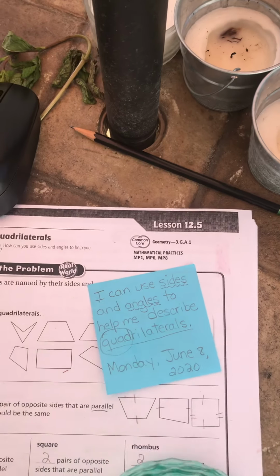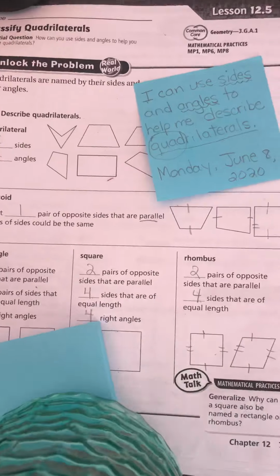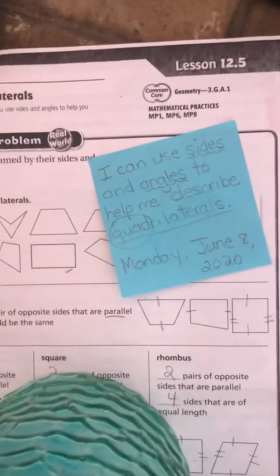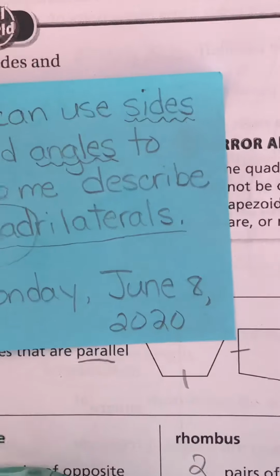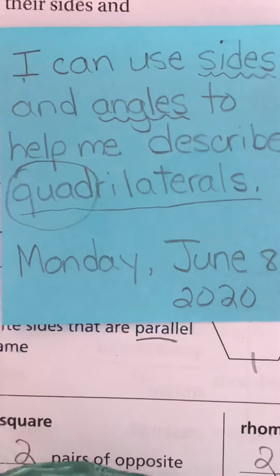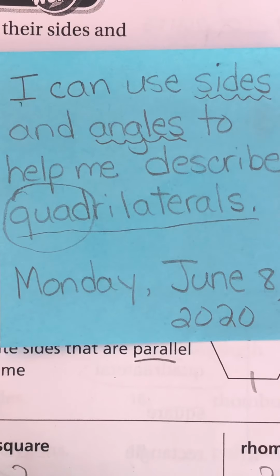Welcome back, my friends, and now we are going to do the math. Are you ready? All right, here is your learning target, and I will zoom in so you guys can see. It says, I can use sides and angles to help me describe quadrilaterals. Today is Monday, June 8th, 2020.